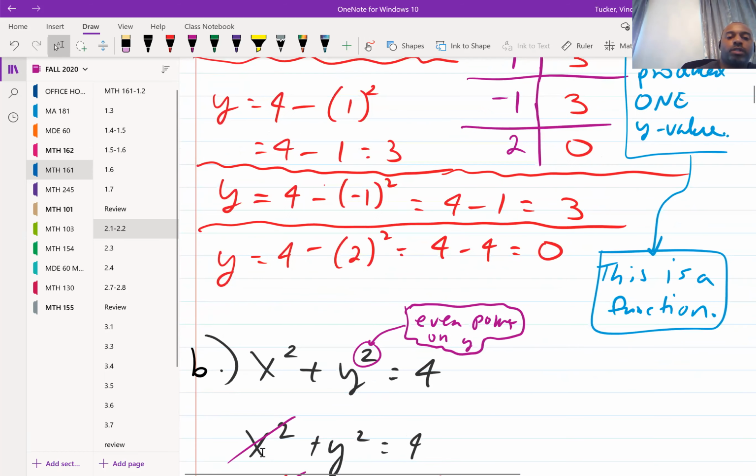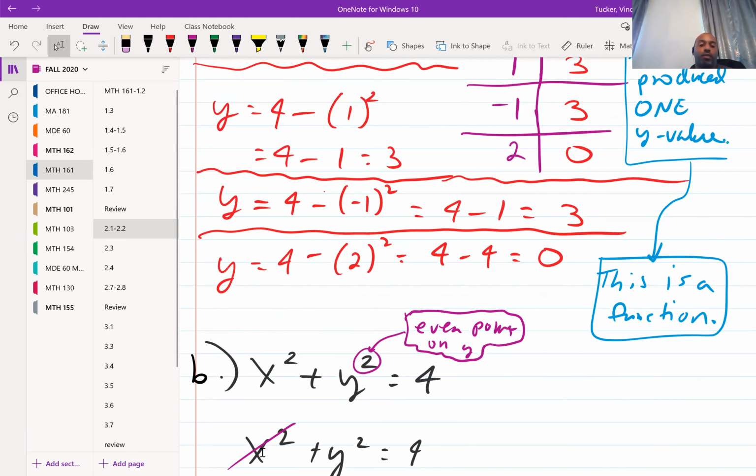All right, so what's going to set B apart from A is this point right here. We have x squared plus y squared equal to 4. There's an even power on y. So if that was y to the 4th, y to the 6th, y to the 8th, if you have an even power on y, this will end up being your result.